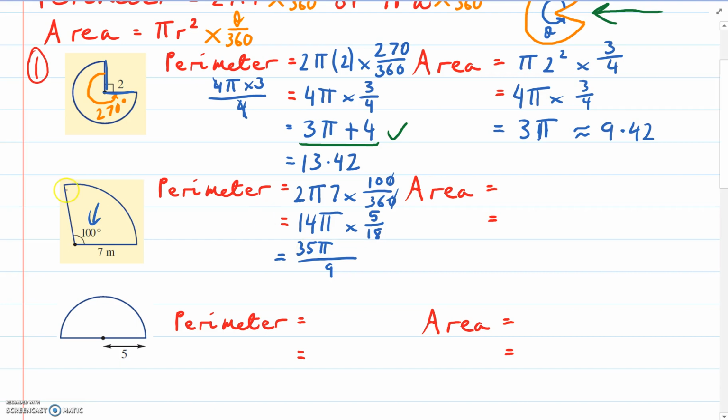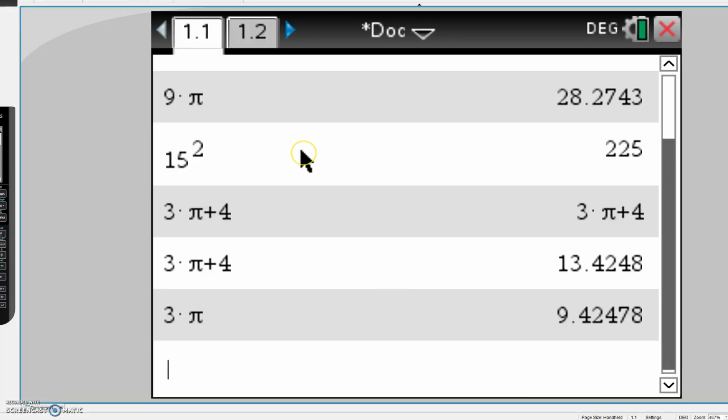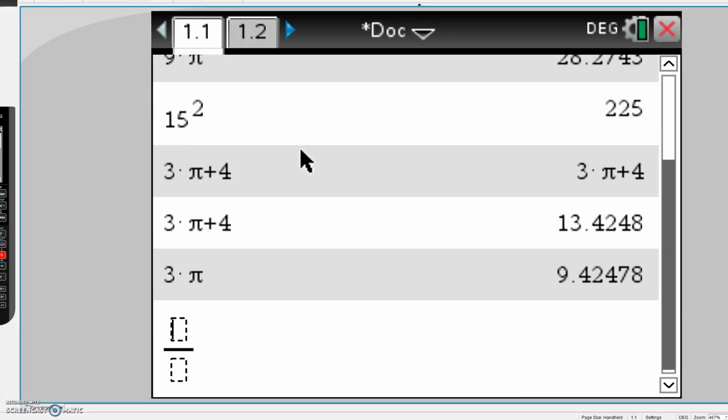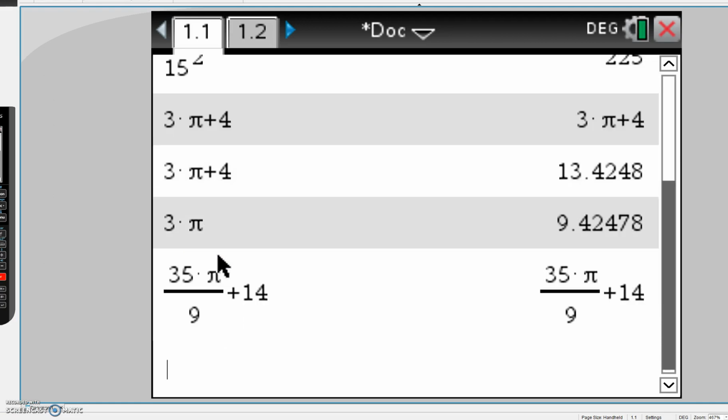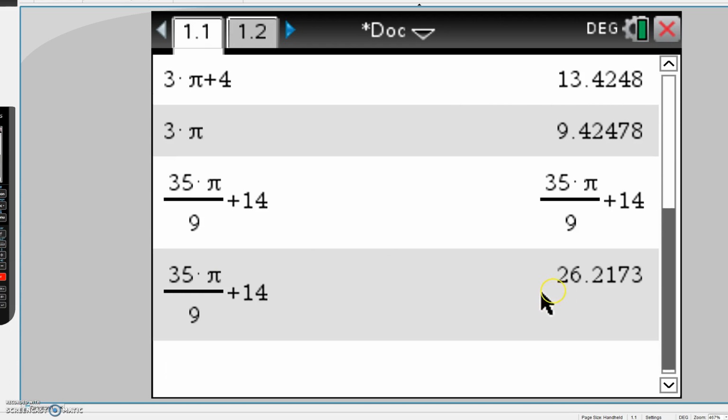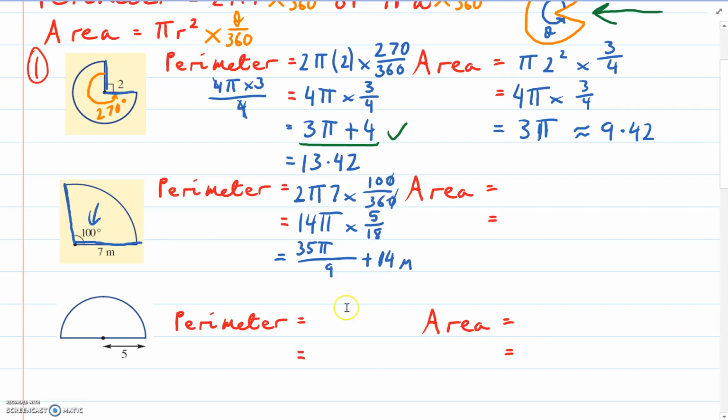Of course, we can't forget about these sections here. So 7 and 7. So we need to add 14 meters in this case. So that's 35 pi over 9 plus 14 meters. Again, you'd probably want to use your calculator for that. Again, if you press Control Divide, you can do 35 and then pi divided by 9 plus 14. Again, it'll give you that in exact values, but 26.22 is what that would become.